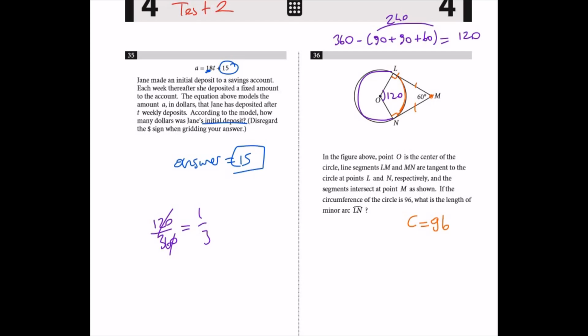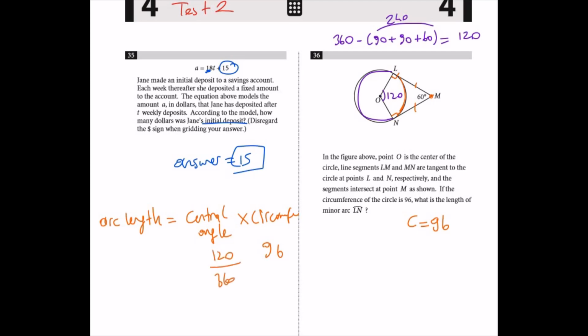So we're going to use the same ratio for the circumference. Circumference is given as 96. Now we know the central angle here. So central angle times the circumference will give us the arc length. So arc length is equal to central angle times the circumference. We were given the circumference as 96. Central angle is 120 over 360.